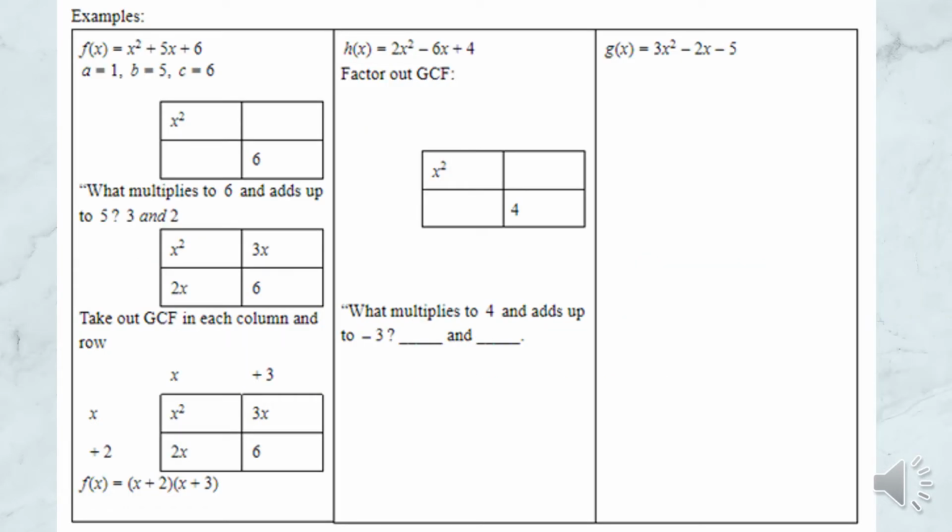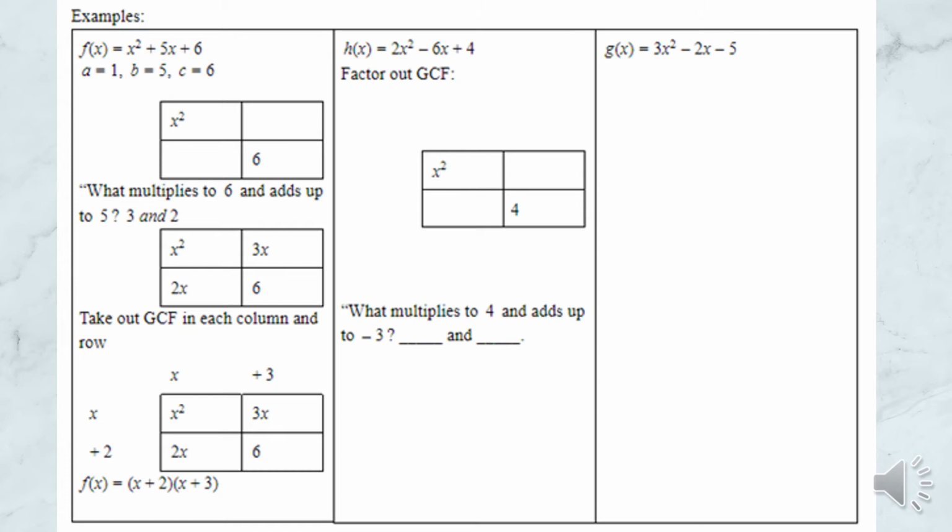So these are the same three problems as before, so we're going to get the same answers as we did before. However, we're going to do it through a different method. We've identified our A, B, and C values. I've put my first term, x squared, in the top left box. I put my constant in the bottom right. I'm asking myself what multiplies to 6 and adds to 5. Those numbers were 3 and 2, so I placed 3x and 2x on either side.